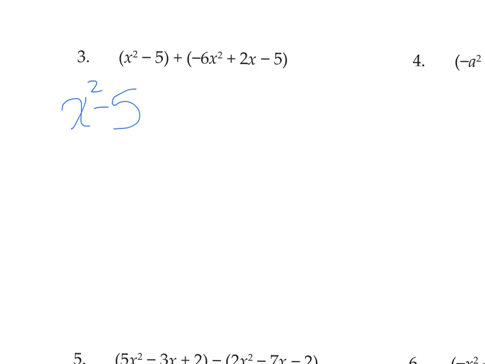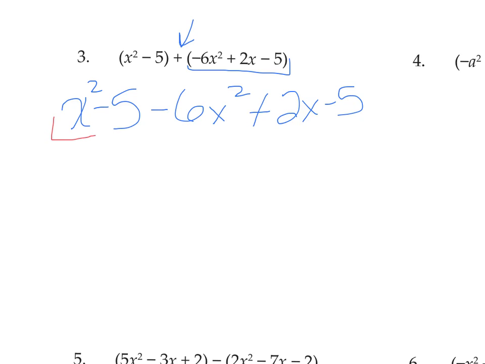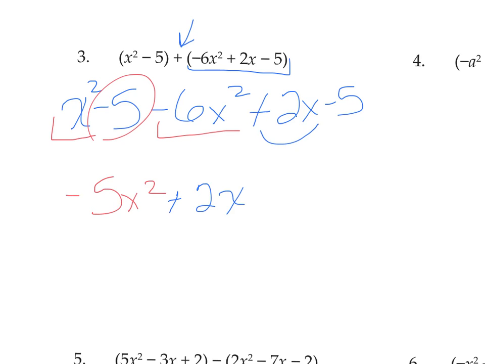Nothing's being distributed. The trinomial at the back, since this is a plus, we can just drop these parentheses, and we have negative 6x squared plus 2x minus 5. And now we're going to combine these like terms in descending order. 1x squared minus 6x squared makes negative 5x squared. Then the positive 2x, there are no other x terms to combine with it. And then we have these constants at the end here. -5 and -5 make -10.